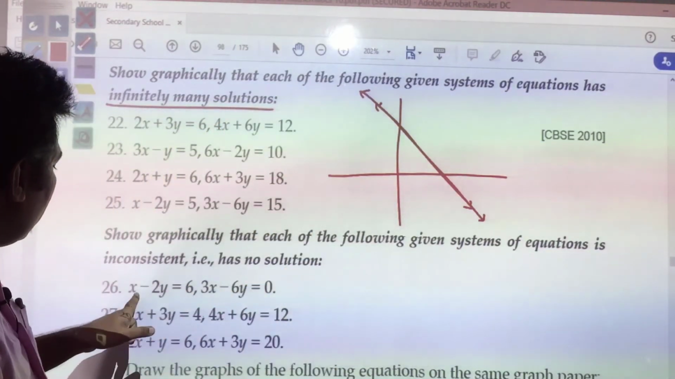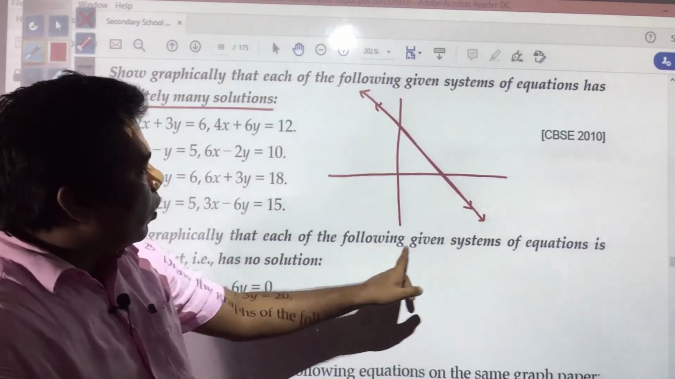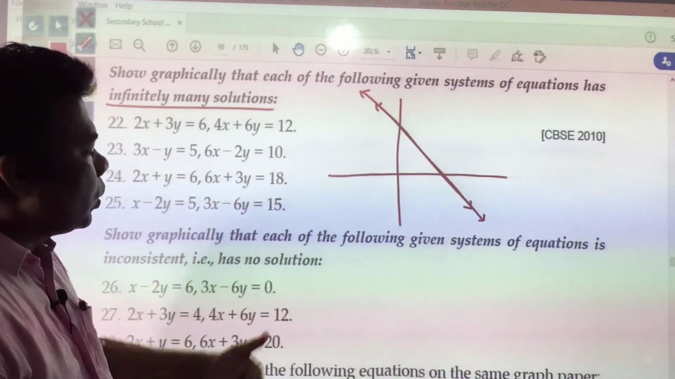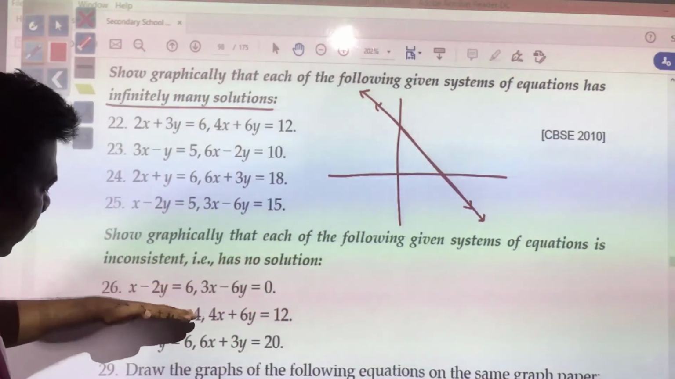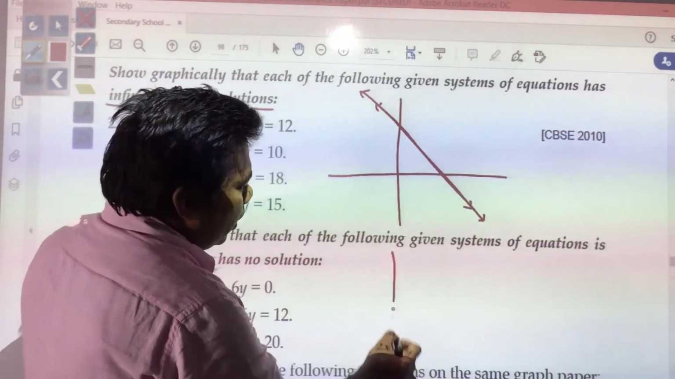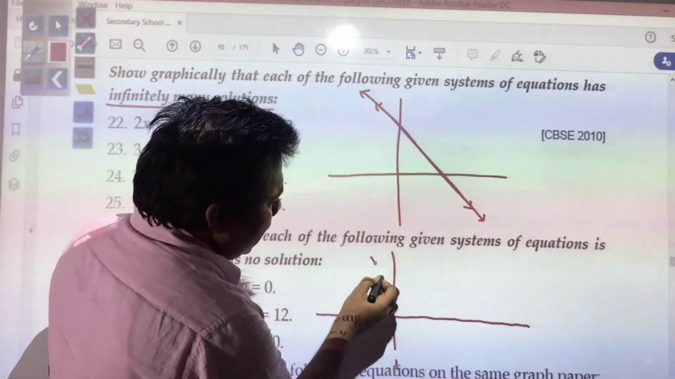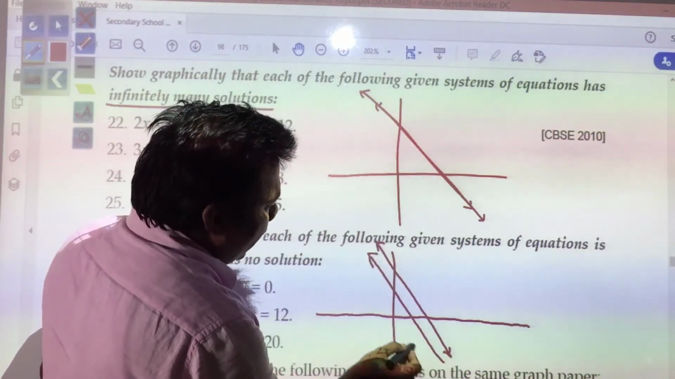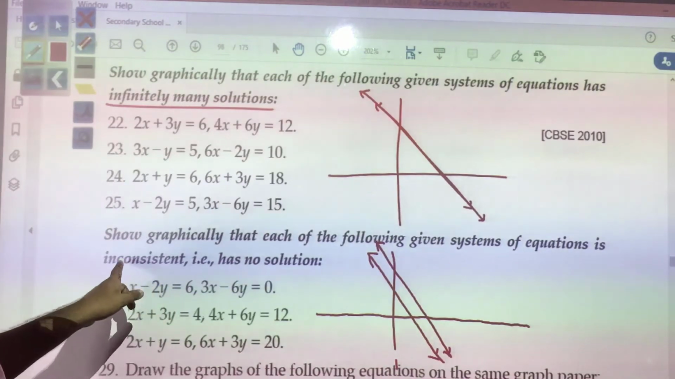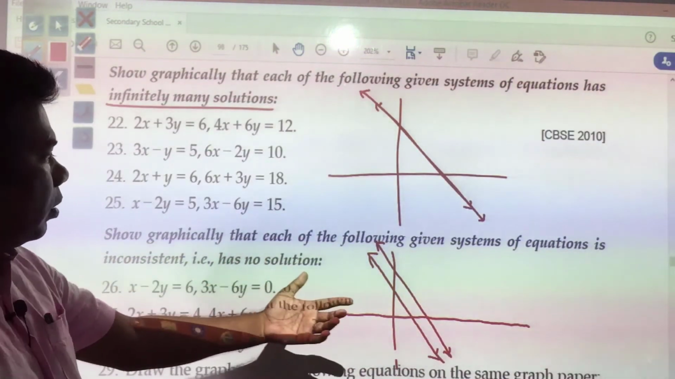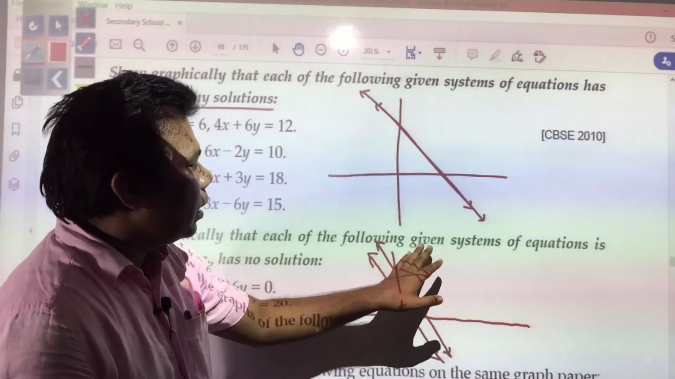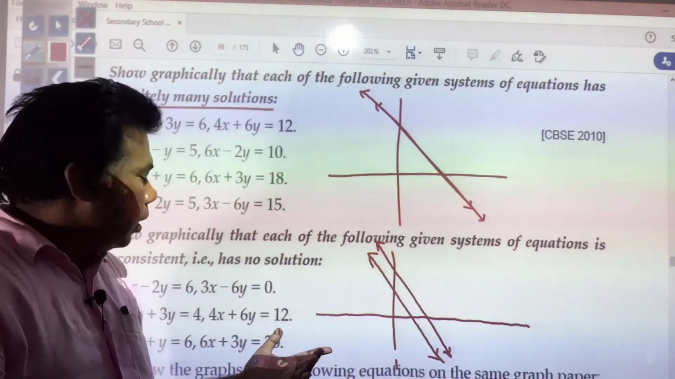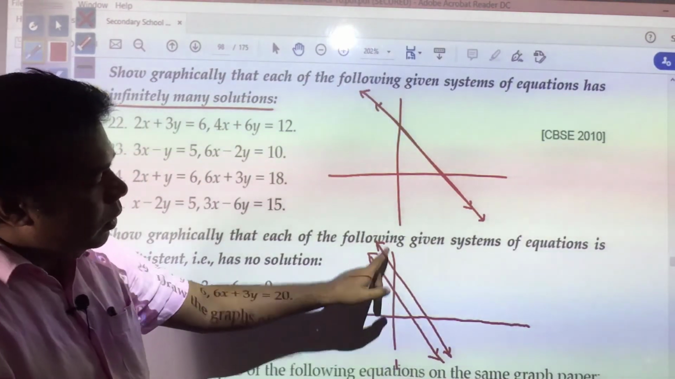Next you have: show graphically that each of the following given systems of equations is inconsistent, that is, has no solutions. If you plot these graphs, which type of graph will you get? You will get two lines like this. You will get parallel lines. It shows that for this type of system of equations, inconsistent or having no solution, you will get parallel lines.